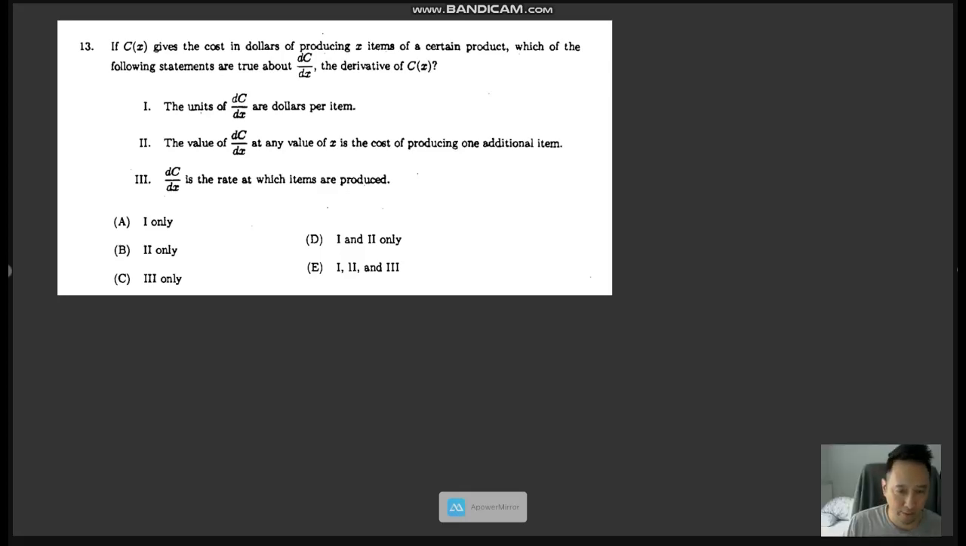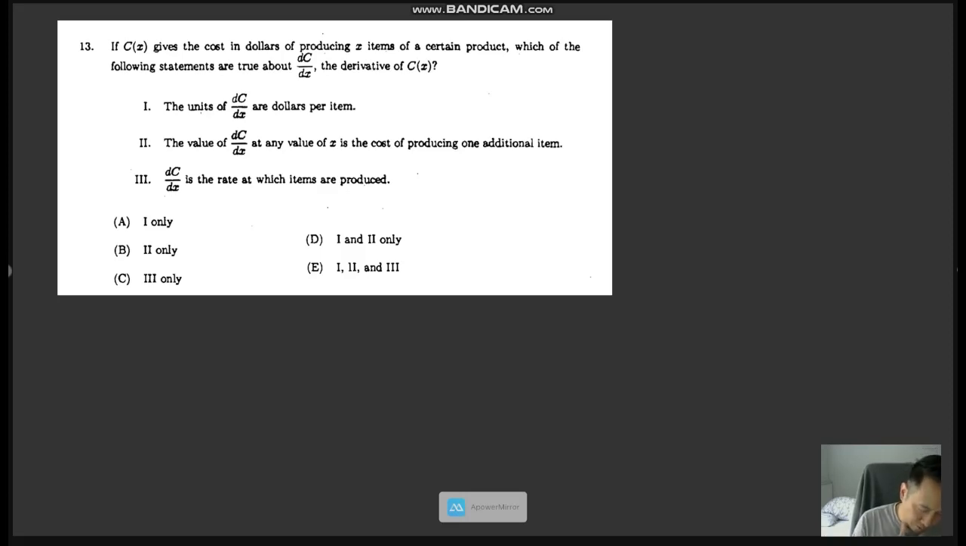All right, so we're back on package 6. This is number 13. So C of x gives a cost in dollars of producing x items of a certain product. Which of the following statements are true about dC over dx, the derivative of C of x? Okay, so let's look at number 1.